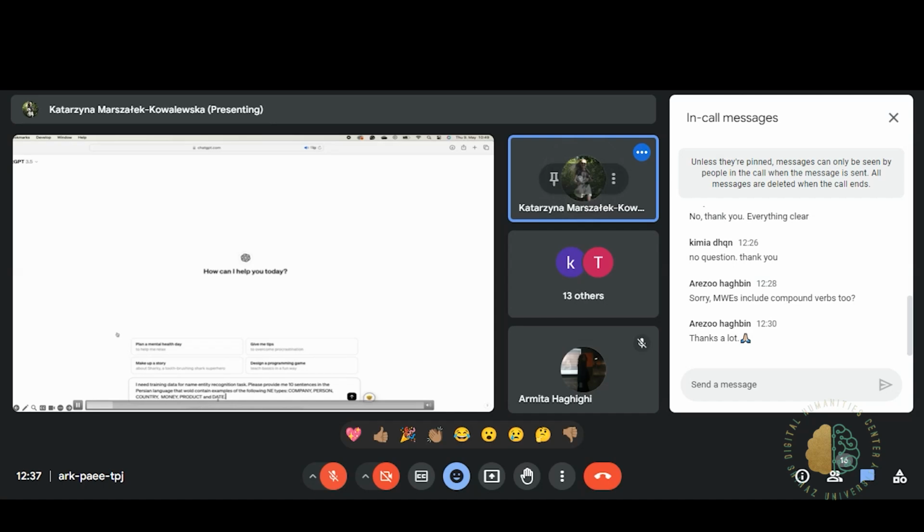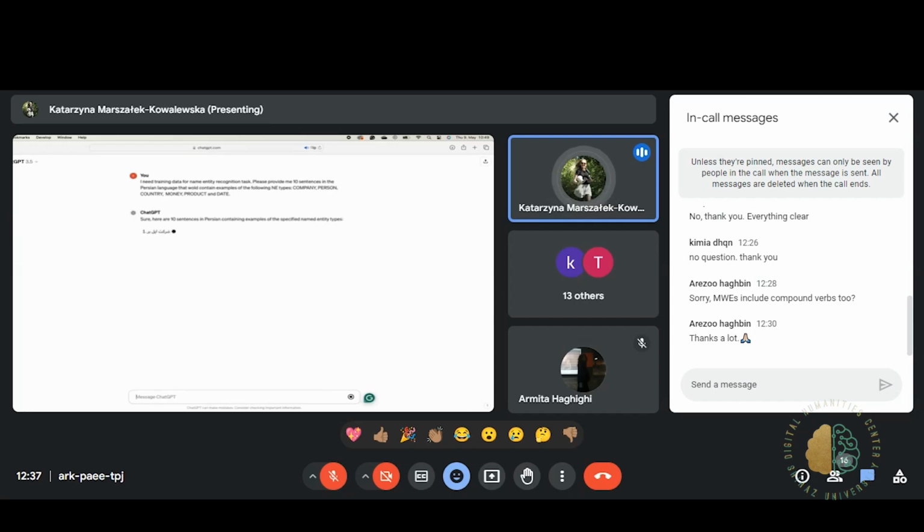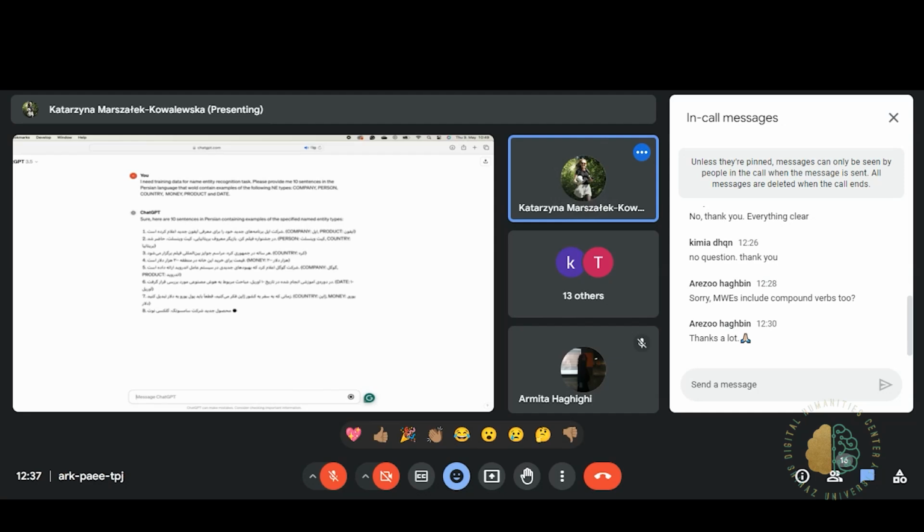And okay, now it's going to think. I mean, it's a video, I don't want to interfere. And there we have it, okay? Very quickly, as you can see, you can get sentences in Persian, and you can also get the hints, okay, what should be annotated as a particular named entity. Okay, so this is it.